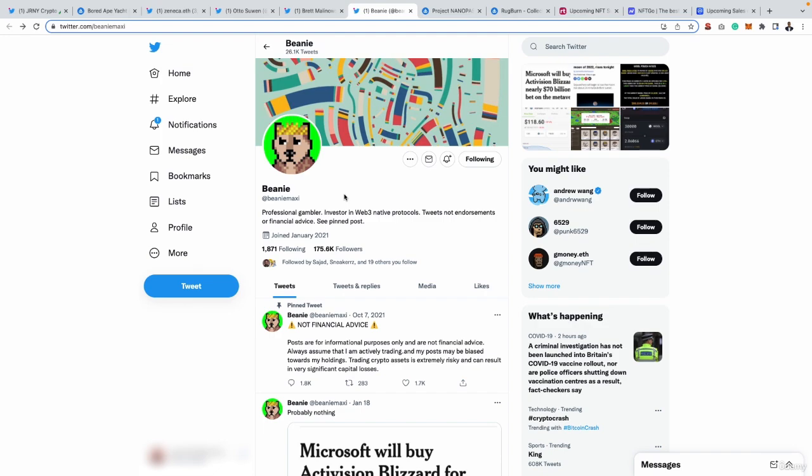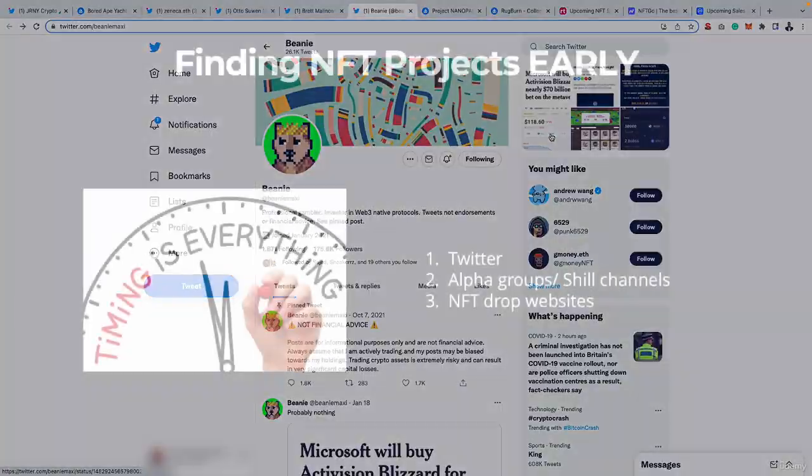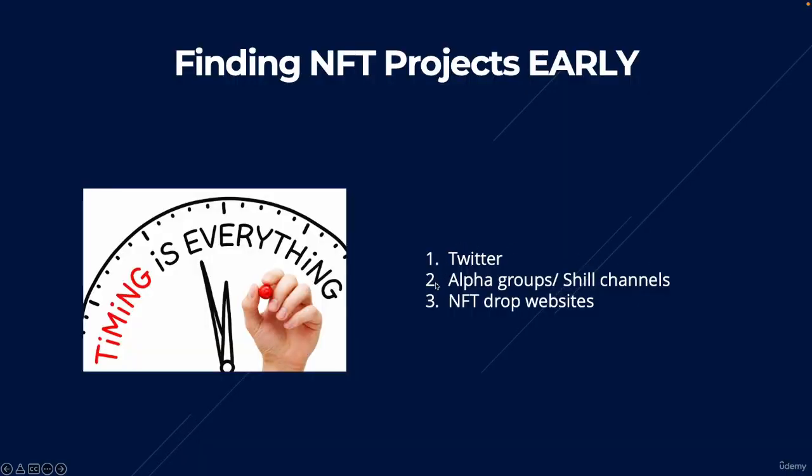Of course, you can always do your own research as well by going into the search bar and typing in NFT projects, finding some other big accounts that you are a fan of, and seeing what projects they are tweeting about. Moving on to our second thing, which we had listed out, which was alpha groups and shill channels.